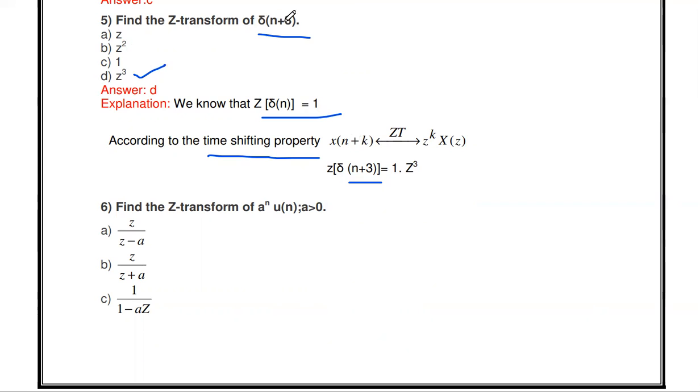Similarly, if you want to find the Z transform of del of n minus 3, the answer is z power minus k, so z power minus 3 into 1. If it is del of n minus 3, it is a delayed signal; the other is an advanced signal. Okay, so in a similar way, we have to solve.